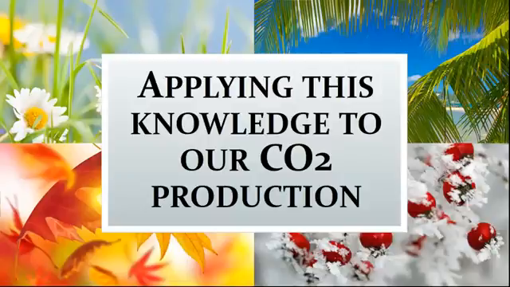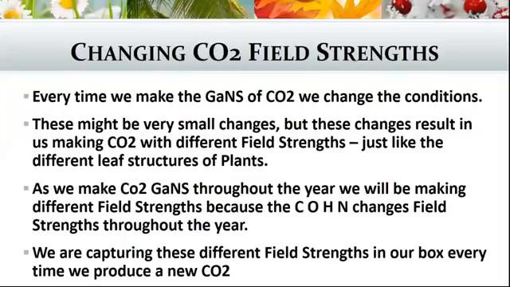There we go. So we're going to be talking about changing the CO2 field strength when we make our GANs. Every time we make the GANs of CO2, we change the conditions. There might be very small changes, but the changes result in us making CO2 with different field strengths, just like the difference of leaf structures in plants. Even a very tiny difference in temperature, doing it in the summer or the winter, is going to change it dramatically, and even all the way through the winter or all the way through the summer. We'll get different field strengths because the Cohan changes field strength throughout the year. So what's coming into your box will be ever so slightly different, and we're capturing these different field strengths in our box every time we produce a new amount of CO2.